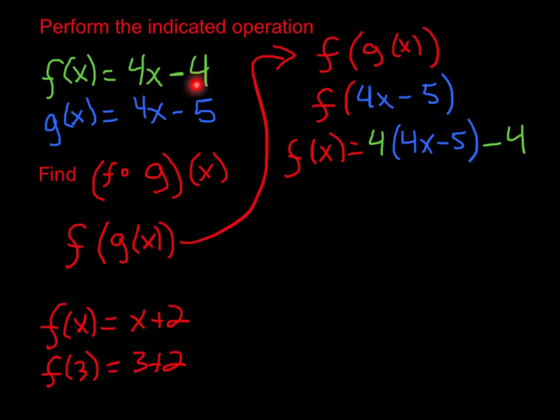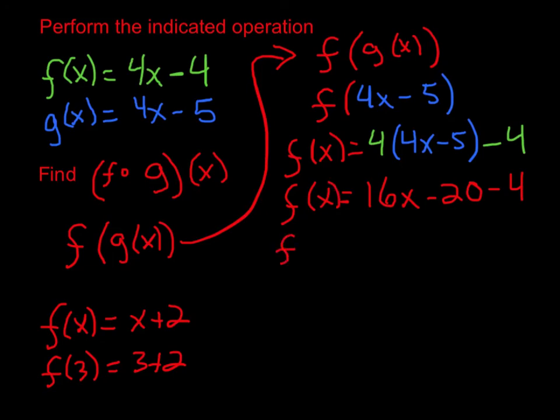So let's look at that for a moment. I have my original problem here, 4x minus 4. The only difference is, instead of writing x, I'm going to write this 4x minus 5, because that's what my g of x is. So basically I'm just plugging g of x in for my x. Now I'm going to actually distribute this one. 4 times 4x gives me 16x. 4 times negative 5 gives me negative 20 minus 4. I combine like terms here.